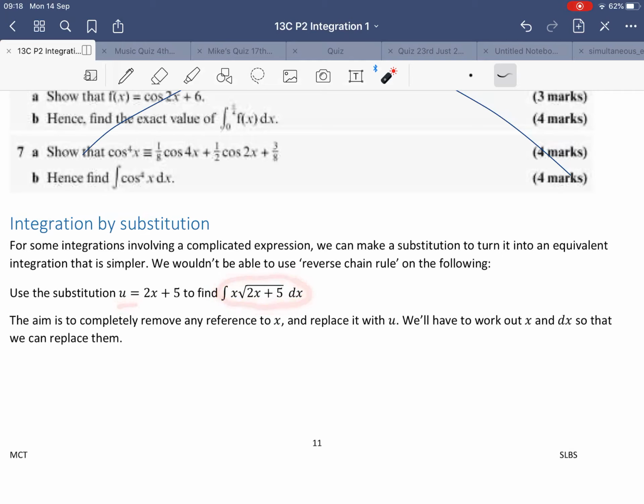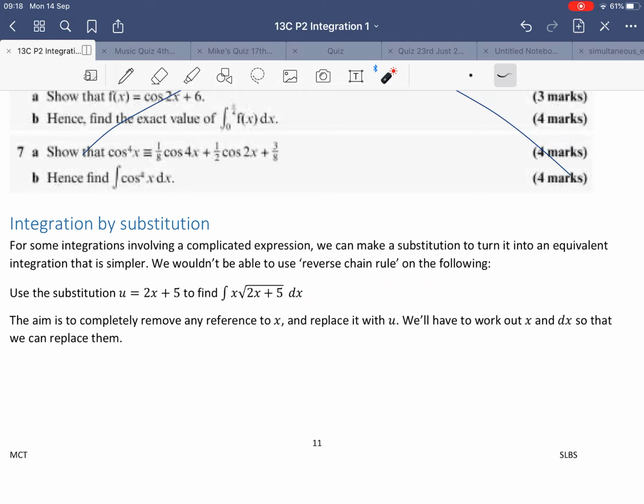Remember, for the reverse chain rule, we were looking for a function and its derivative. That gives us a clue that we can reverse the chain rule. We don't have that option here, and you don't know how to integrate this as it stands. And if you try to expand that, it goes on forever. It's an infinite expansion, so that doesn't work.